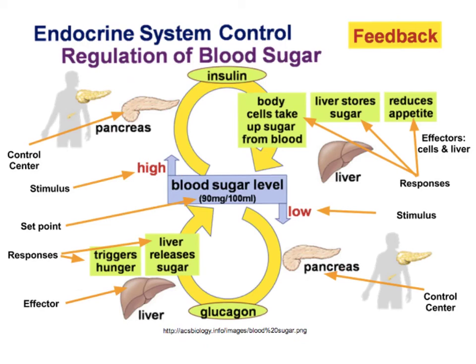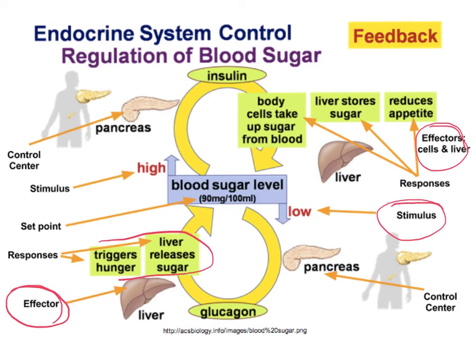As I'm putting the pieces together, take a moment to look at this slide to think about, why are body cells and the liver considered effectors? Why is the drop in blood sugar considered a stimulus? Why is the liver considered an effector? Why are these considered responses? Just to make sure you understand the vocabulary.